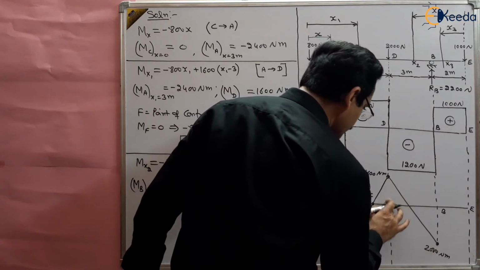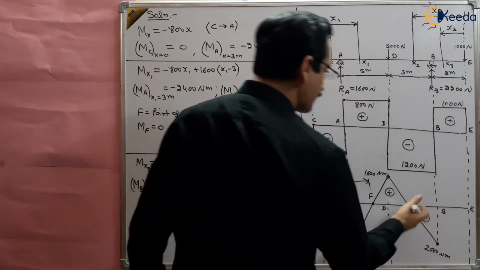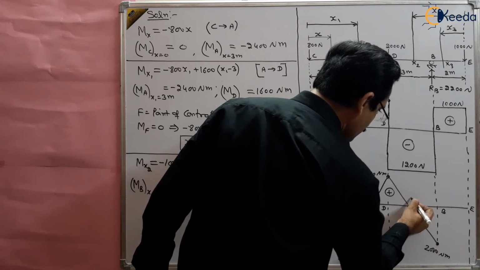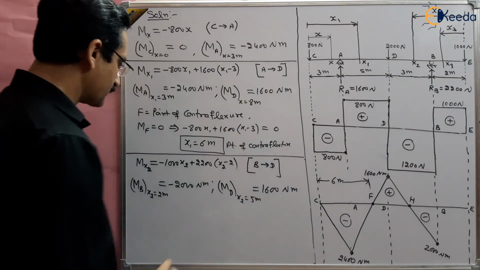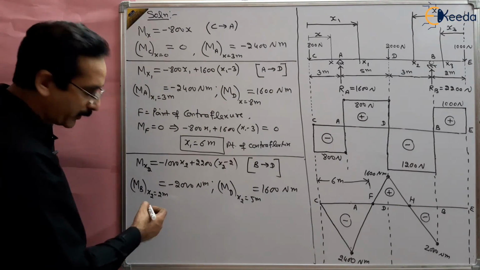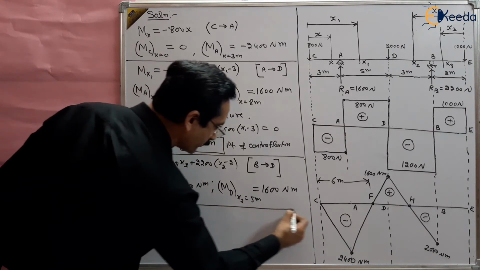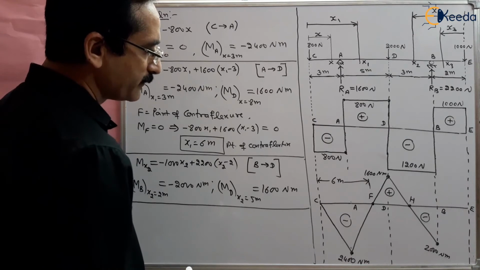So again you can see here, we are getting a point of contraflexure, and it can again be found the way we have already obtained previously. So this is point H, which is again a point of contraflexure. So we are getting one more point of contraflexure, that is MH, and we can find it the same way we have already obtained previously.